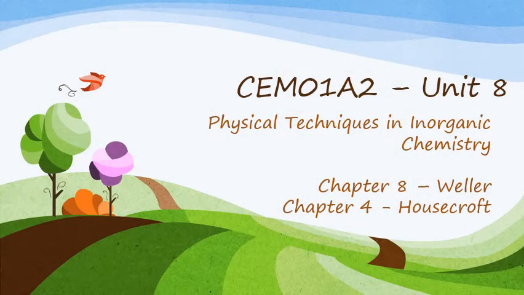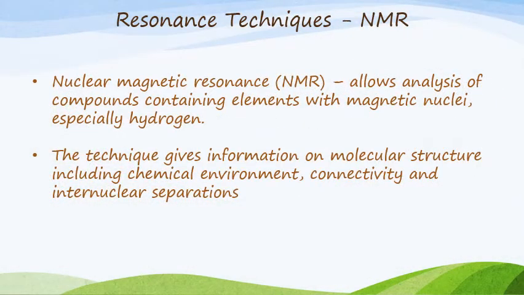So this is the third part of the physical techniques unit. We're going to look at resonance techniques and most especially nuclear magnetic resonance. This technique allows the analysis of compounds that contain elements with magnetic nuclei, most especially hydrogen. The technique gives information on molecular structure, including the chemical environment, connectivity, and internuclear separations.